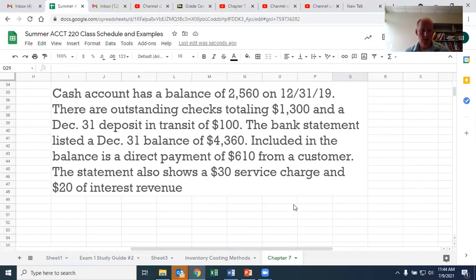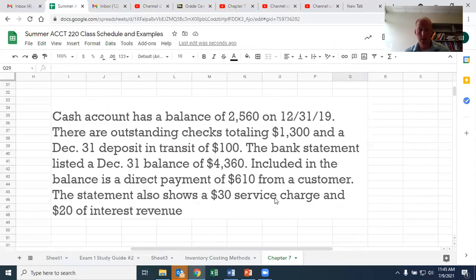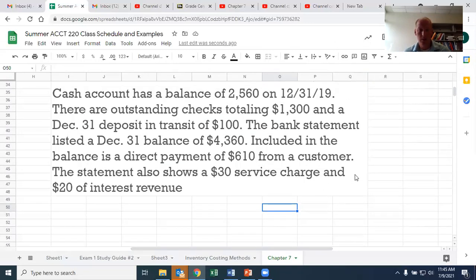Cash account has a balance, so I'll try and keep it the same way. So we're going to say book. Okay, so cash account has a balance of 2,560. And then I'm just going to skim through and try and find where it has the bank. The bank statement listed a December 31st balance of 4,360. So I just got my balances right off. Now I can go through and start making the adjustments.